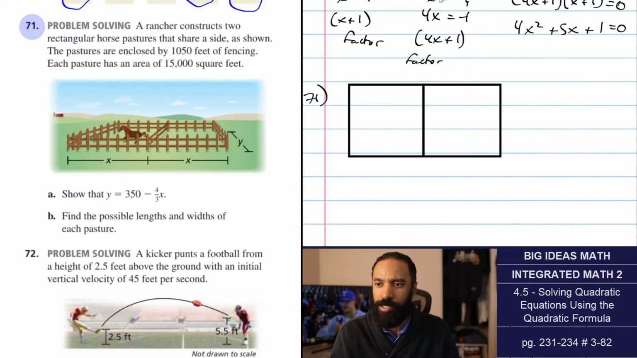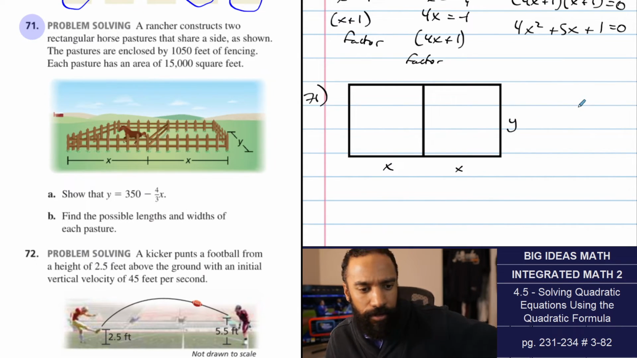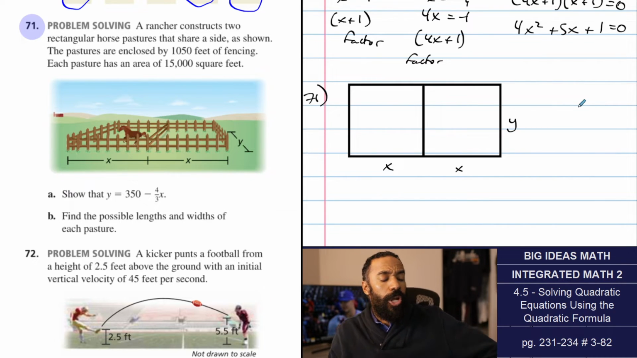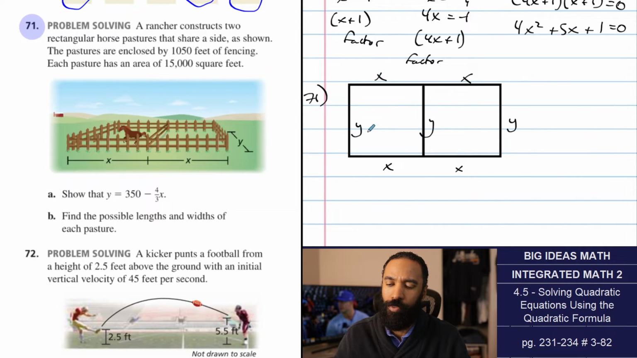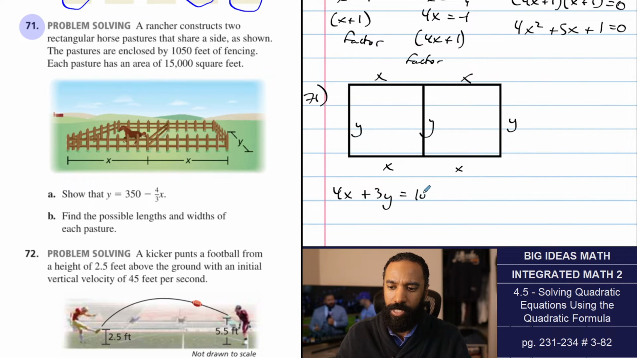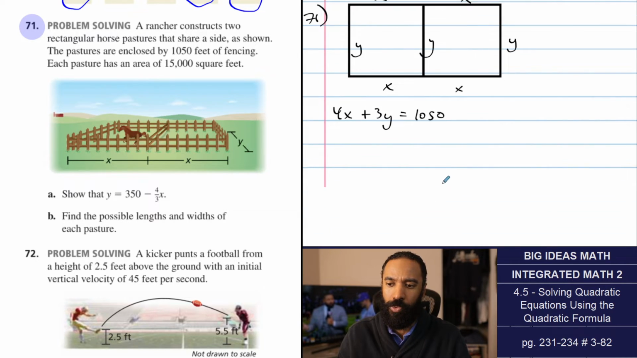So x, this is x and y. They're rectangular, and they're equal. Show that y equals 350 minus 4/3 x. So 1,050 feet of fencing. So this fence, we have 1, 2, 3, 4 x's and 1, 2, 3 y's. So we have 4x plus 3y equals 1,050. Oh, this is where that comes from.